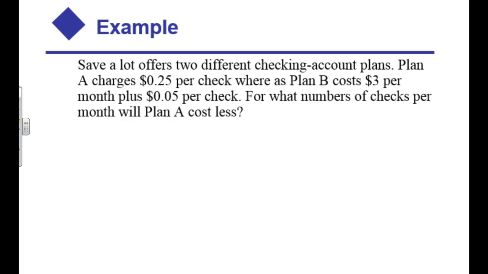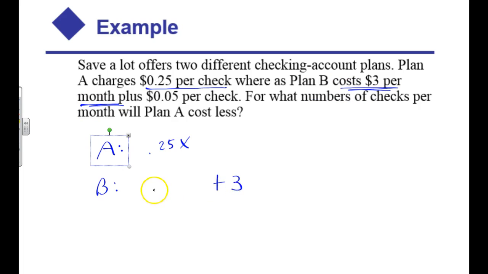Here comes an example. Save a Lot offers 2 different checking account plans, a plan A and a plan B. So let's explore plan A and plan B. For plan A, we've got 25 cents per check. So I'll say 0.25 for every check that you write. And plan B costs $3 per month. So no matter what, even if they don't write any checks, it's going to be $3. But it's significantly less. It's only 0.05 for every check that they write.